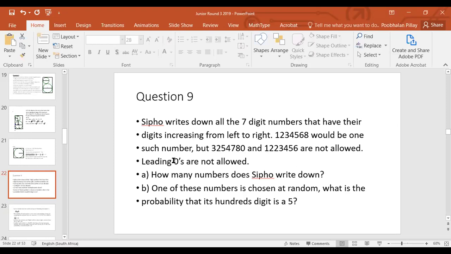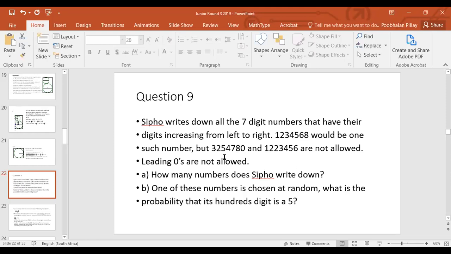Okay, now we're going on to question 9. Let's read it. SIPO writes down all the 7-digit numbers that have their digits increasing from left to right. So you've got an example here. From left to right, it's increasing: 1, 2, 3, 4, 5, 6, 8, but it must be a 7-digit number.